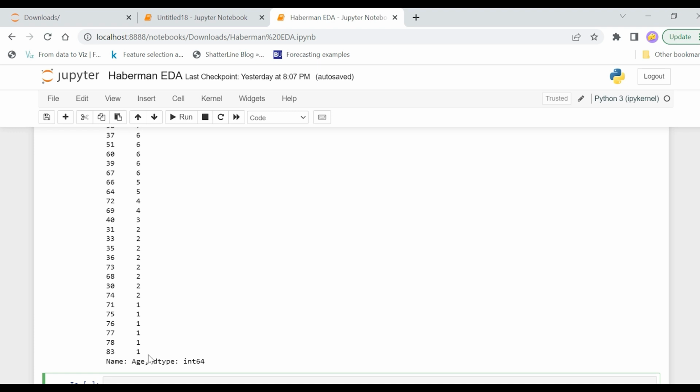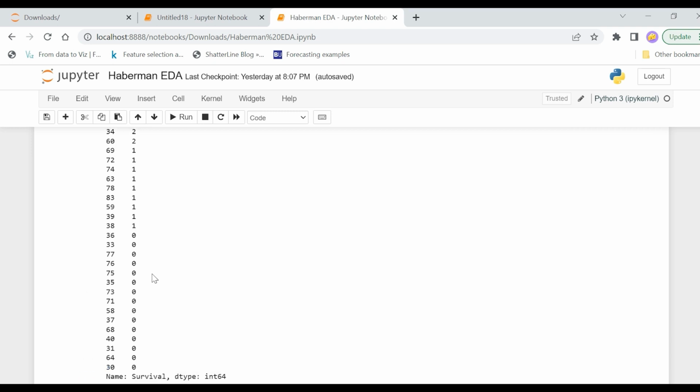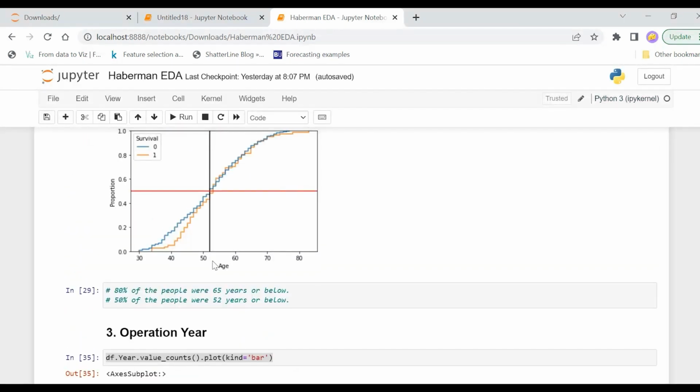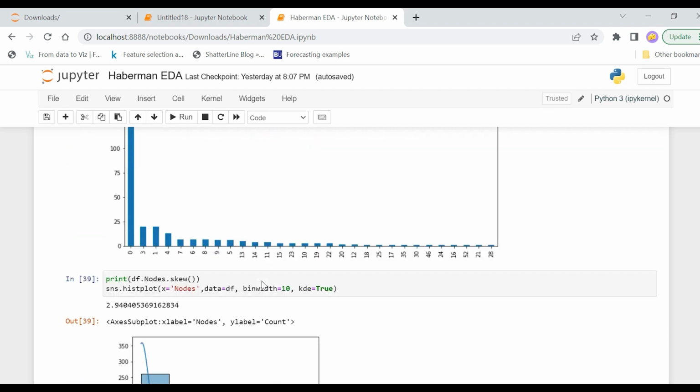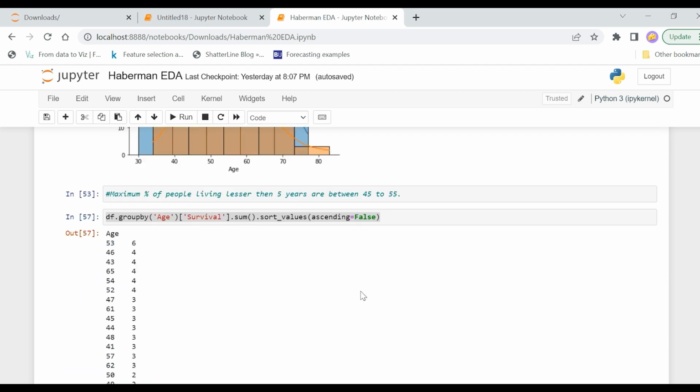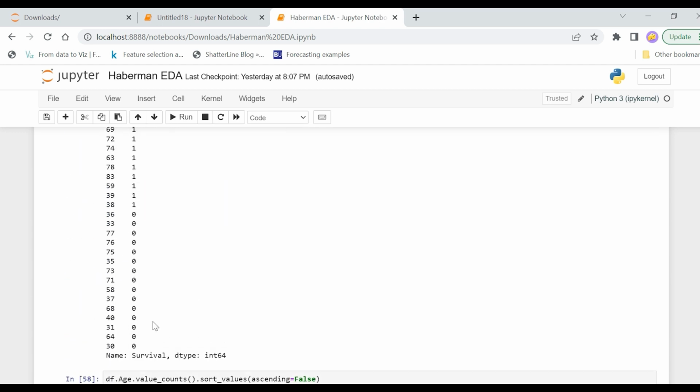So there is only one person with the age of 83, and that particular person unfortunately does not live more than 5 years. So you cannot blindly say that the person with age 83 will eventually die, though the analysis also says that people who are more than 77 in age will live less than 5 years. That's one thing. So let us see some people with an age less than 83.